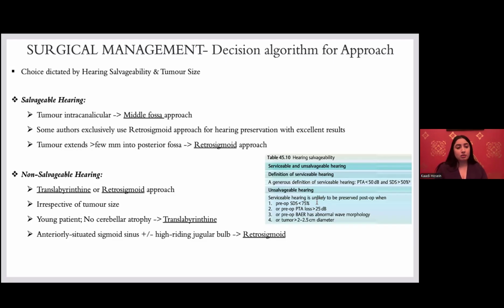Now, with regards to non-salvageable hearing, use either the translabyrinthine or retrosigmoid approach, and either one can be used irrespective of tumor size. Surgical team preference is also a deciding factor, and some influencing aspects are shown here. In young patients with no cerebral atrophy, they might favor the translab approach, while an anteriorly situated sigmoid sinus or high-riding jugular bulb restricting the working space might therefore favor a retrosigmoid approach.